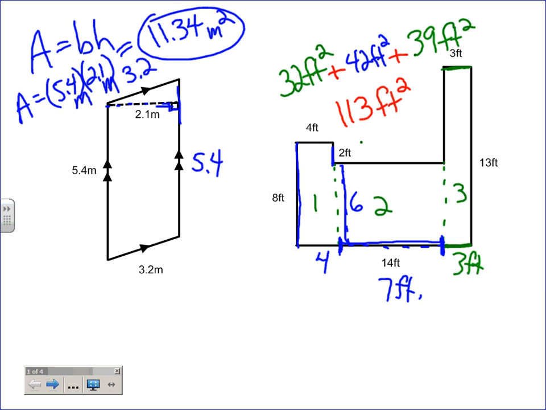Funny thing is most of you can handle it now, but if I put x's in place of the feet, you would struggle. Oh, it's 32x squared plus 42x squared plus 39x squared. It's the same thing. Yet you would struggle on that one, and you didn't struggle on this one.